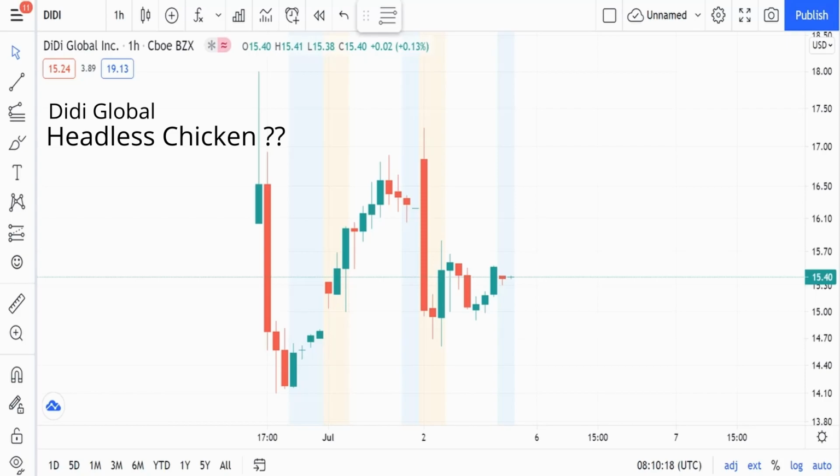Today we're going to discuss another stock, which is Didi Global. This stock has been very famous recently for many news, but we are interested in the chart of this particular stock. It's just recently listed, and therefore we don't have so much data. So I'm going to use the hourly chart to predict where the price is going, because currently we are seeing kind of an up and down trend. It's like a headless chicken. We are not sure where it's going. So in this video, we're going to particularly analyze this part and find out where it is actually heading.